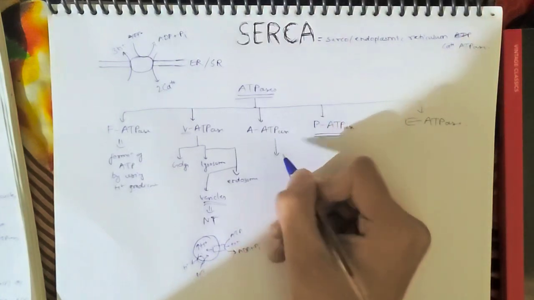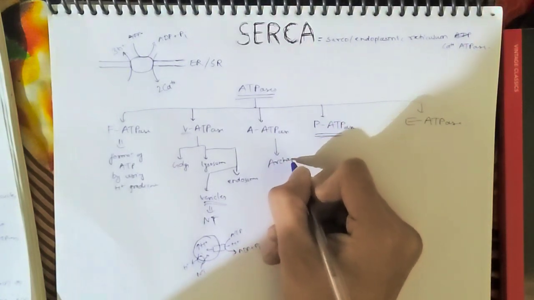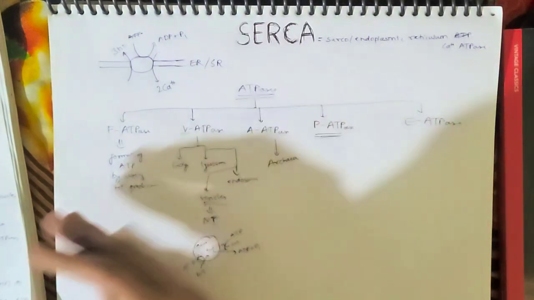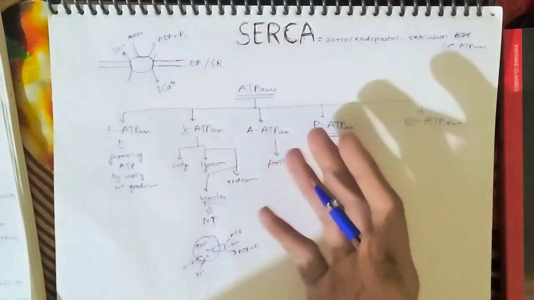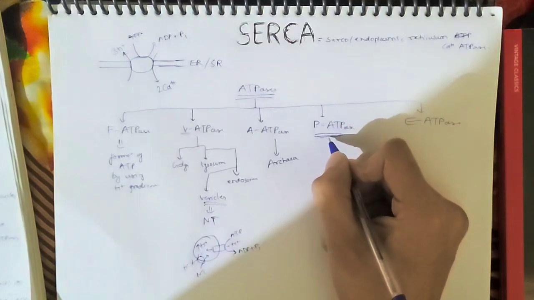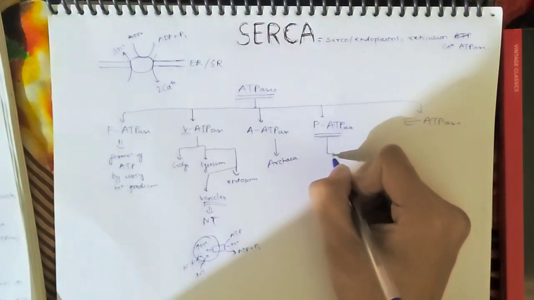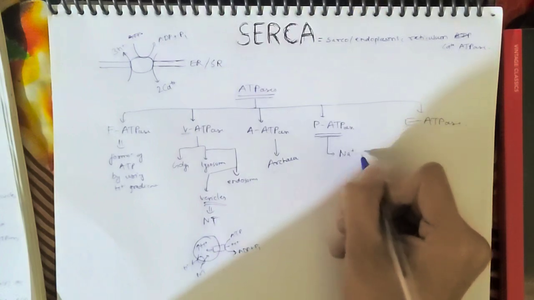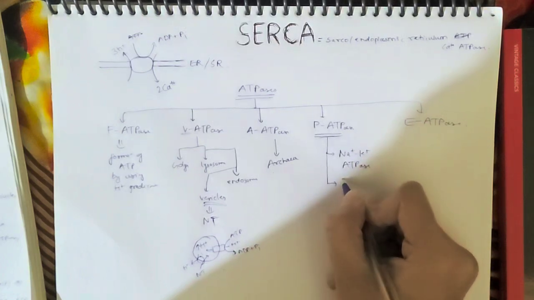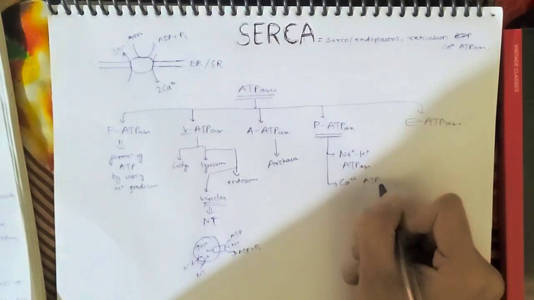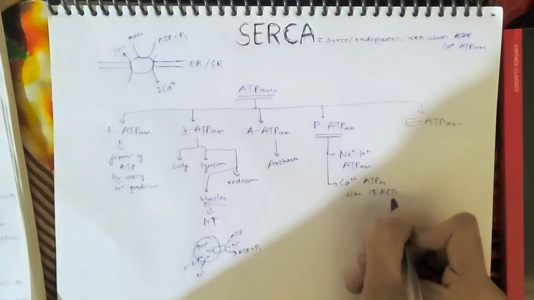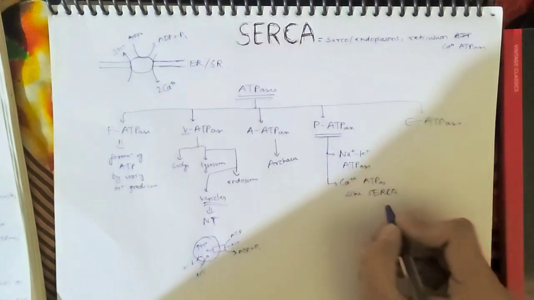Now let's discuss A-ATPase. These are found in archaebacteria, not present in eukaryotes, so we are not going to discuss them. Actually, we are not going to discuss any of them other than SERCA or P-ATPases. I'm just giving an overview about it. Let's see P-ATPases. Examples of these are sodium-potassium ATPase and calcium ATPase like SERCA. There are other examples of P-ATPases also, but we are going to focus on SERCA.